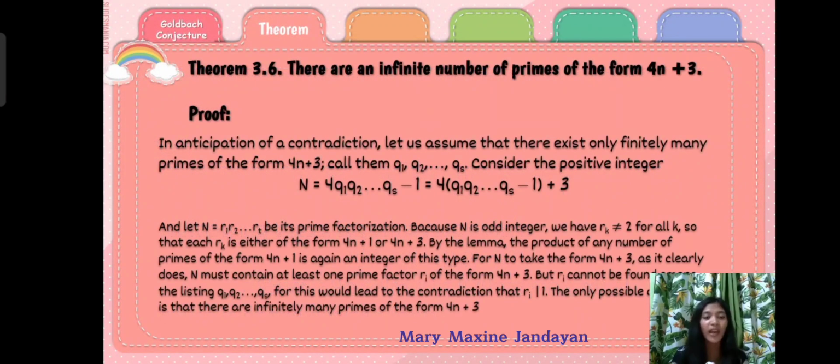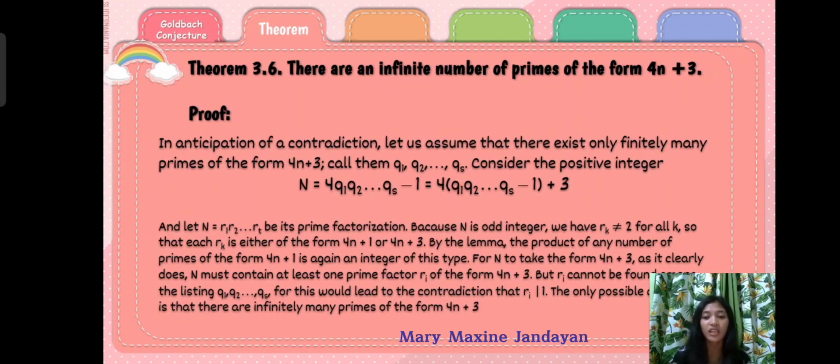So next, we have Theorem 3.6, which states that there are an infinite number of prime numbers of the form 4n plus 3. We can prove this theorem by proof of contradiction. In anticipation of a contradiction, let us assume that there exist only finitely many primes of the form 4n plus 3. We call them q sub 1, q sub 2, up to q sub s.